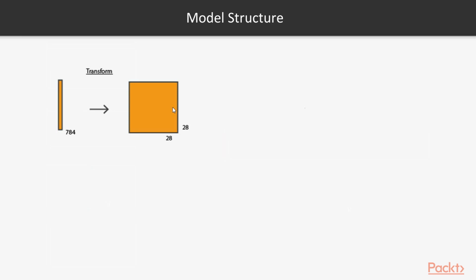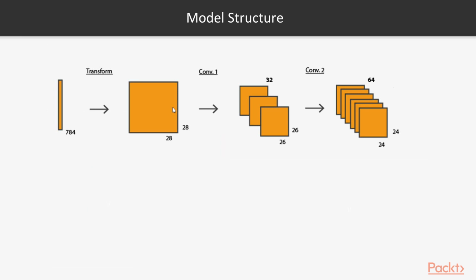I will talk about the dataset later, but our input will consist of a vector of size 784 that will be transformed into a matrix of 28 by 28, the size of the picture. We will perform a first convolution with 32 filters of size 3x3, and this will produce 32 26x26 matrices. We will perform another convolution with the same filter size, and this time we will have 64 24x24 matrices.